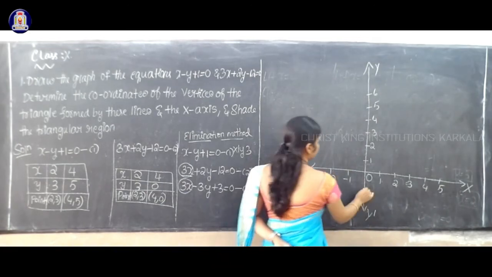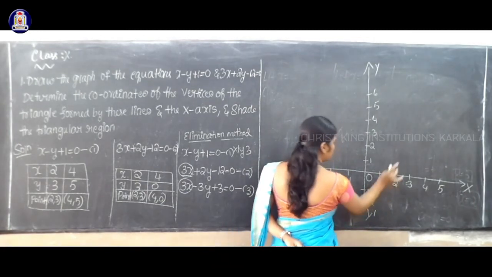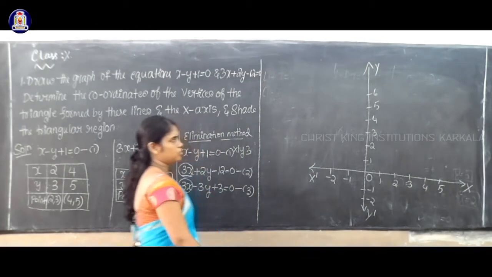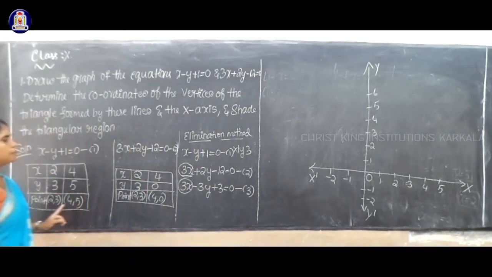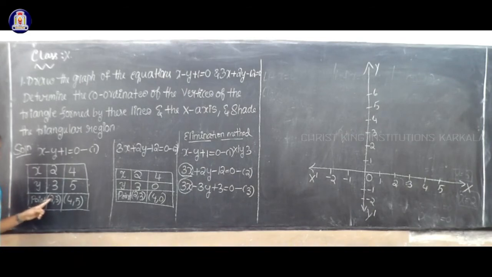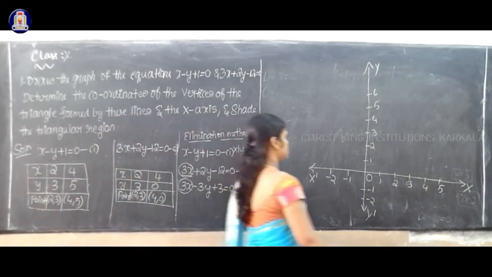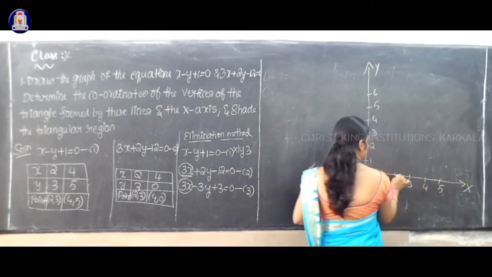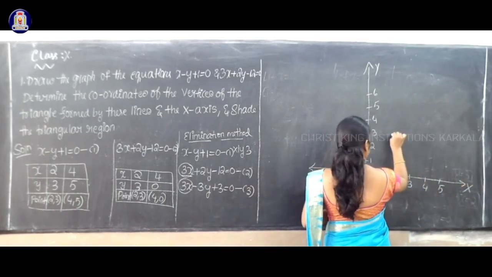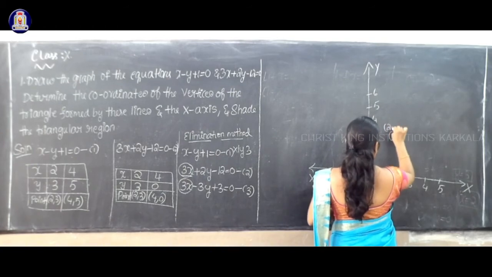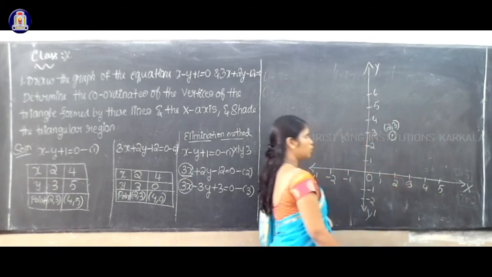Okay, on the negative y-axis, consider any 2 points. So now we'll plot the first point, 2, 3. On the x-axis 2, on the y-axis 3. So this is your point 2, 3.